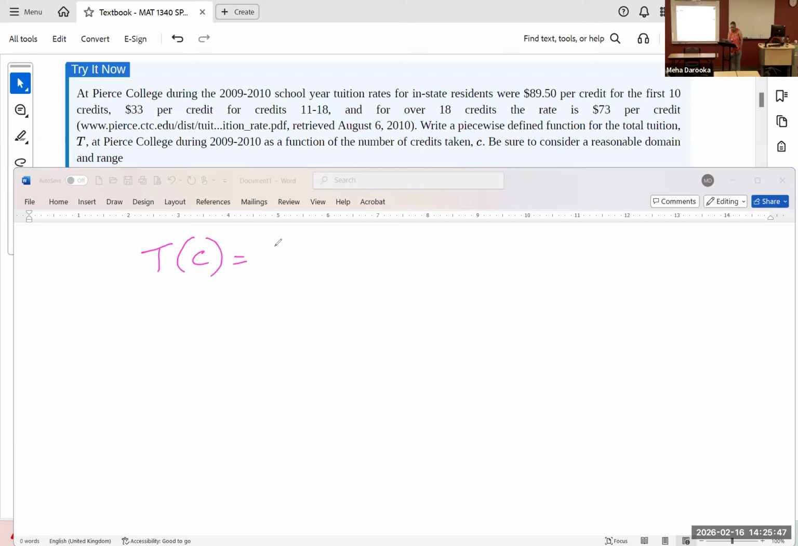It does look like they broke it down into three categories. So you have $89.50 if our credits were the first 10 credits. So how do you think we can write the first 10 credits here, guys? How would you write it as a domain for that part? Would we do it like we saw in that one example?